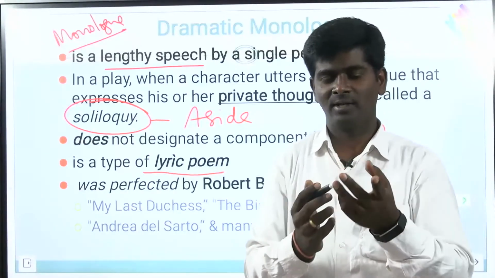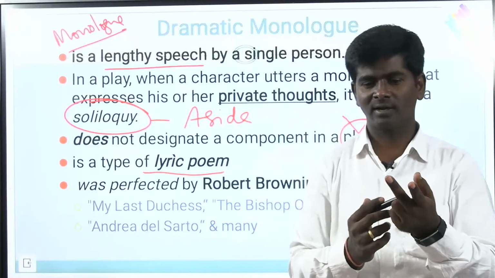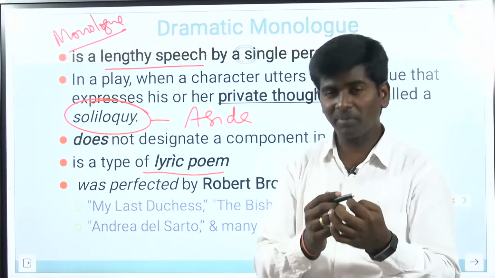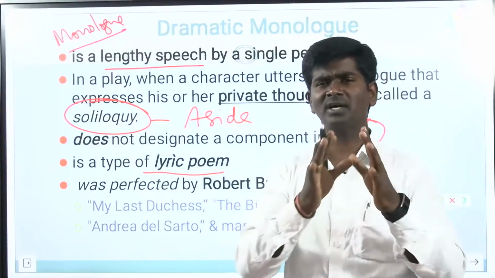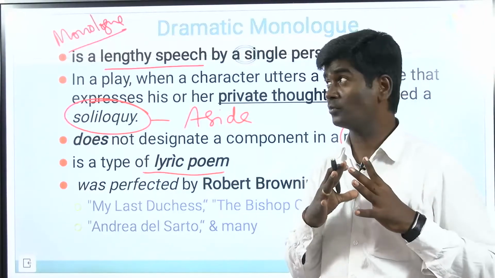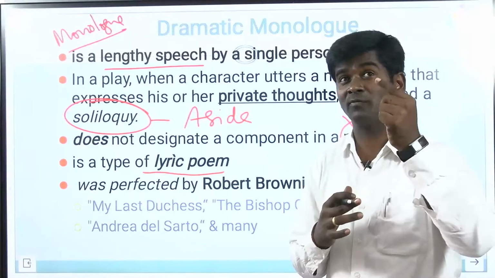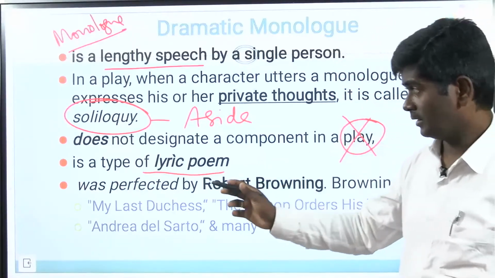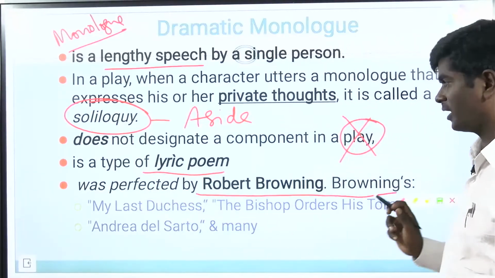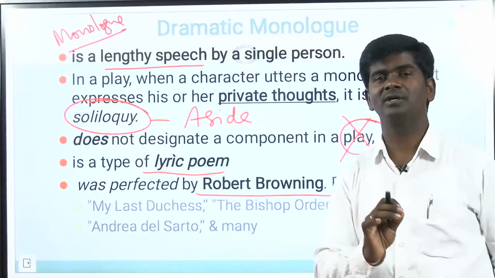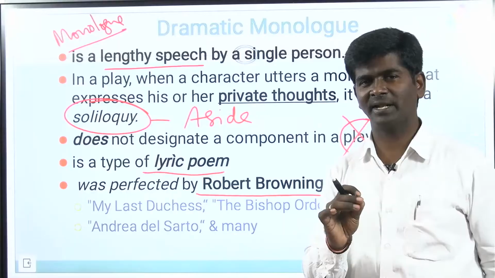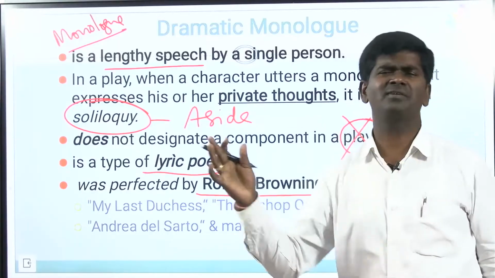Remember, my friends, sonnet is a lyric, ode is a lyric, elegy is a lyric, dramatic monologue is a lyric, epic is a lyric, mock epic is a lyric. So most of the poems are lyrics. Lyric means a song that is sung by an individual. Which means in dramatic monologue you can find only one character. It's a type of lyric poem, perfected by Robert Browning, who is the champion of dramatic monologues.